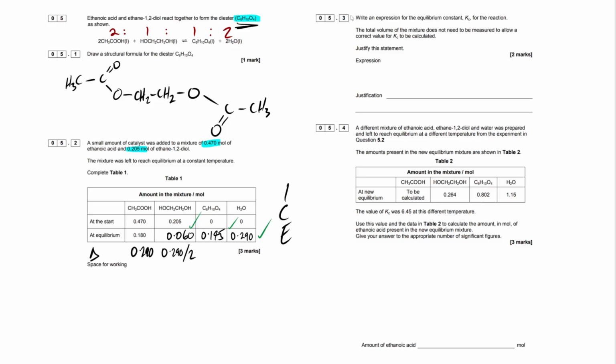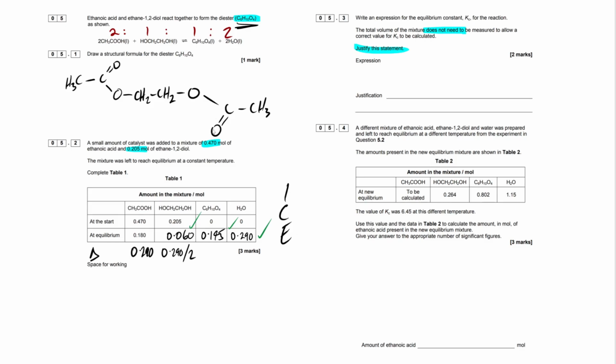So 5.3, let's look at this question here. Write an expression for the equilibrium constant Kc for the reaction. The total volume of the mixture does not need to be measured to allow a correct value for Kc to be calculated. All right, interesting. Does not need to be measured. All right, so we have to justify our statement.